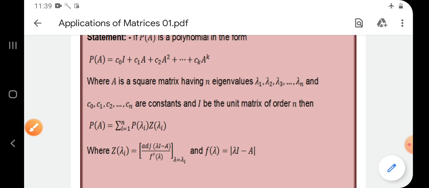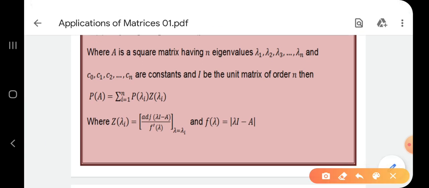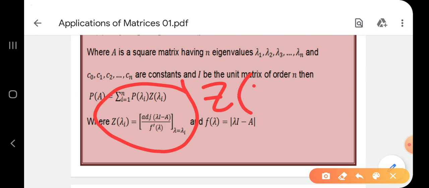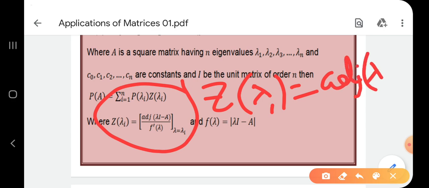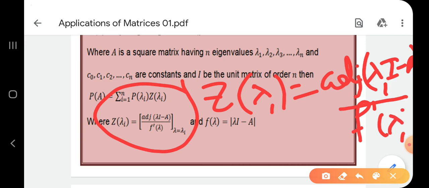Now what is Z(lambda)? Z(lambda) is a matrix. Z(lambda) is the matrix adjoint of (lambda I minus A) upon f dash of lambda, and in place of lambda we are going to substitute lambda i. Means here I just show you Z(lambda 1) is equal to adjoint of (lambda 1 I minus A) divided by f dash of lambda 1.